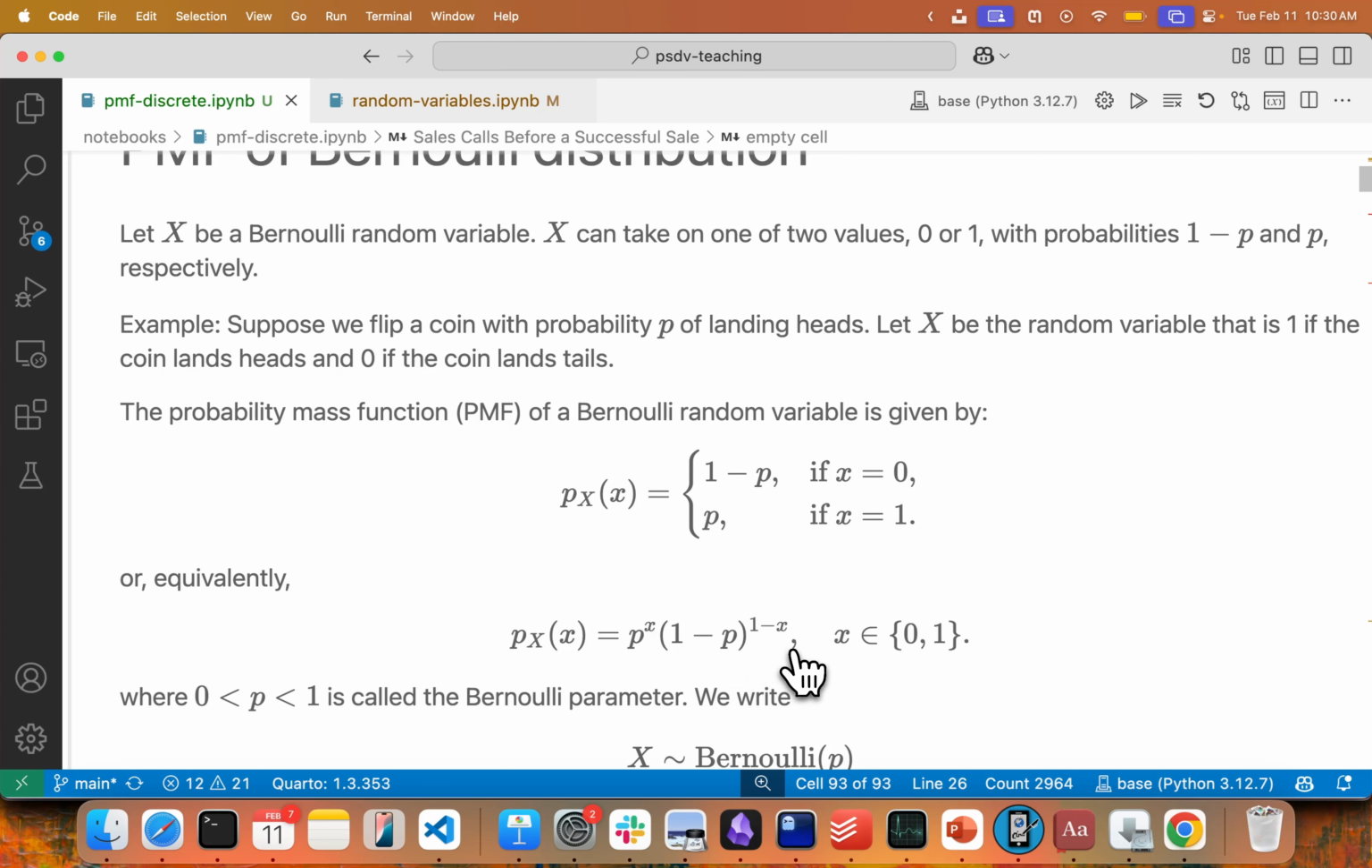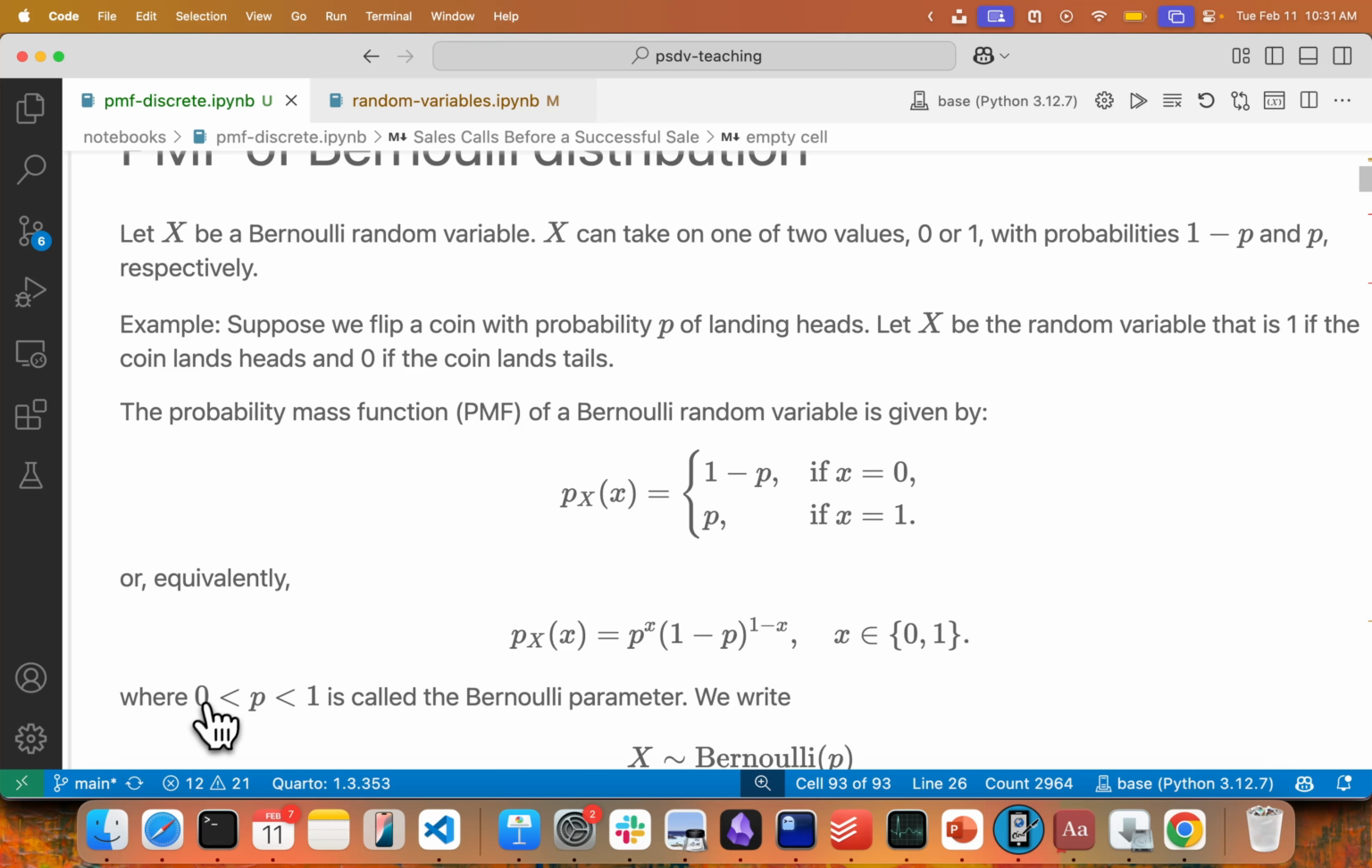Think for 10 seconds and convince yourself that both these are the same. If x takes the value 0, what do you get? p raised to 0 is 1, and 1 minus p raised to power 1 minus 0 is 1 minus p. So at x equal to 0, you get p_X(x) as 1 minus p. If x is the value 1, then you get p raised to power 1 into (1 minus p) raised to power 1 minus 1, which is something raised to power 0, which is 1. So that becomes p. So you can convince yourself that both these are the same.